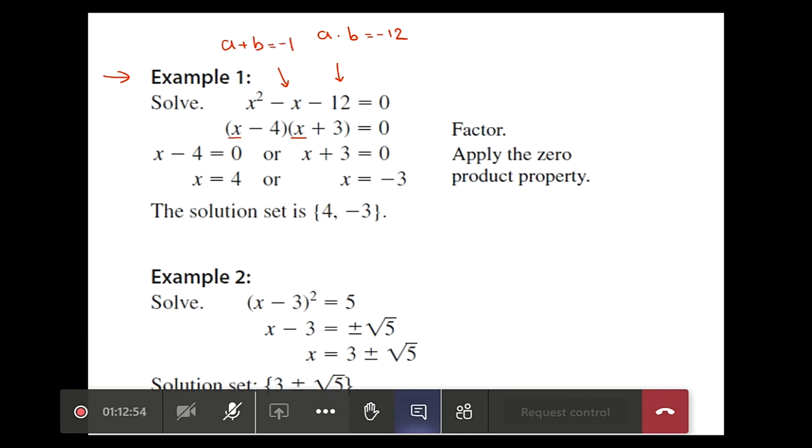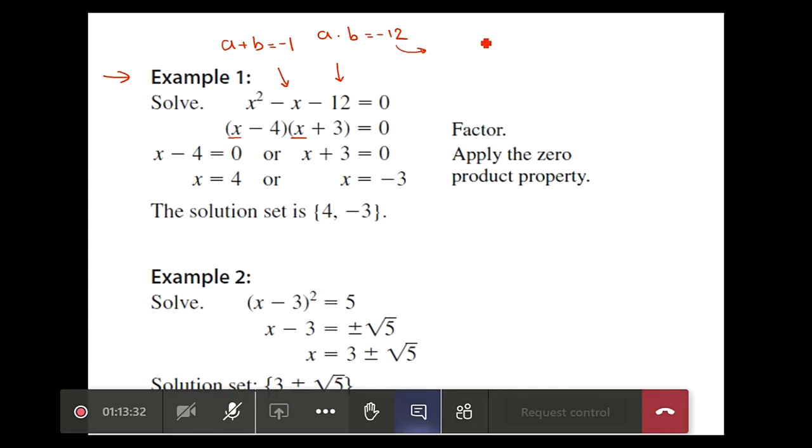Okay, what are the two numbers? The multiplication equals negative 12. Negative 12 means a and b are not the same sign, they have opposite signs, one positive and another negative. Because if the multiplication equals a negative, one of them must be negative, but not both negative, because negative times negative equals positive.